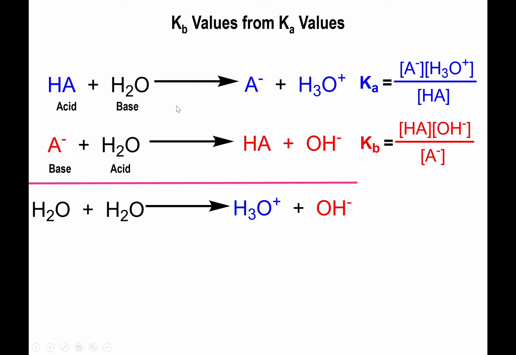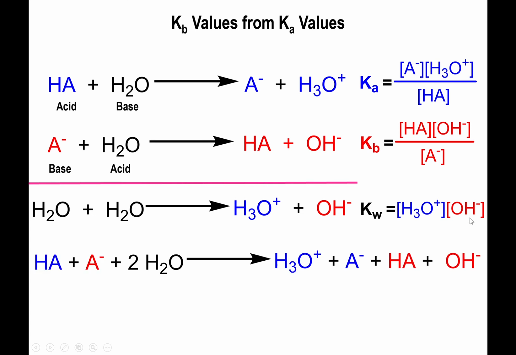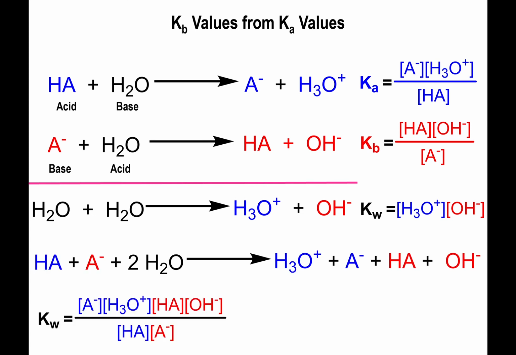And check this out. Technically speaking, I'm putting that little pink line right there because if you were to add the equation for the dissociation of acids with the dissociation of base, the HAs cancel out, the A minus cancel out, and you end up with two waters on the reactant side yielding H plus and hydroxide on the product side. So in essence, we are adding the acid dissociation with the base dissociation equation to yield the Kw equation, which is hydronium times hydroxide. So you cancel out all that stuff.